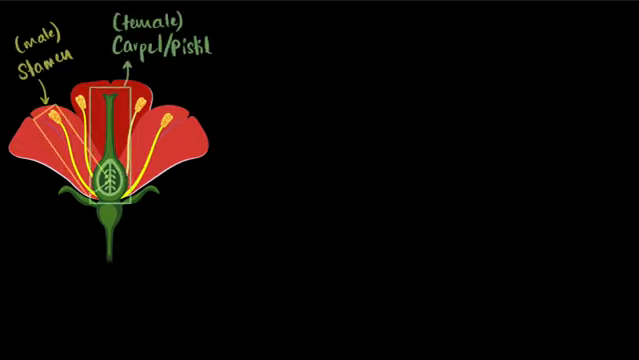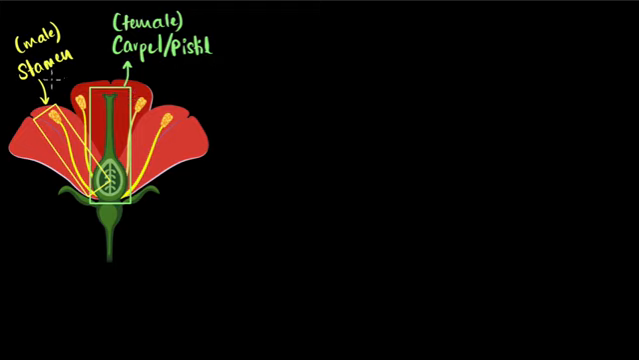Let's explore sexual reproduction in flowering plants. And to begin with, let's start by looking at the reproductive parts. So the two main reproductive parts are the male part, which is called the stamen, and the female part, which is called the carpel or the pistil.